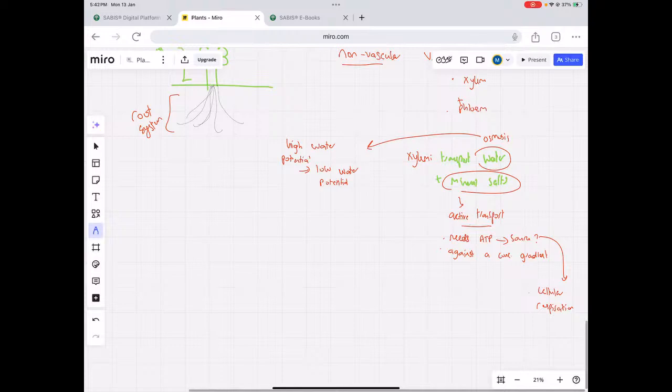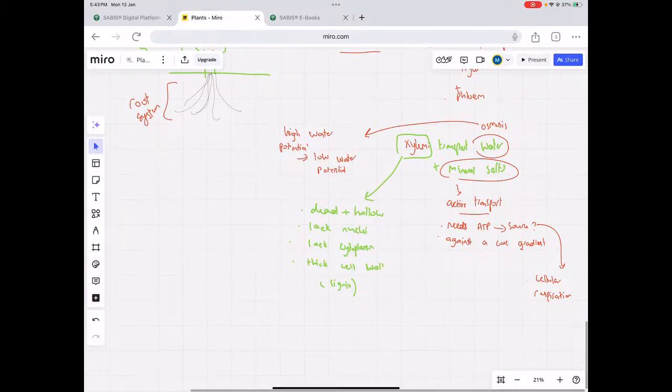I'll just add one more point about the xylem: they are dead and hollow cells. They lack nuclei and they lack cytoplasm. They are dead cells. However, since they are dead, they must be supported by something. So how are they supported? They have a thick cell wall which contains lignin.